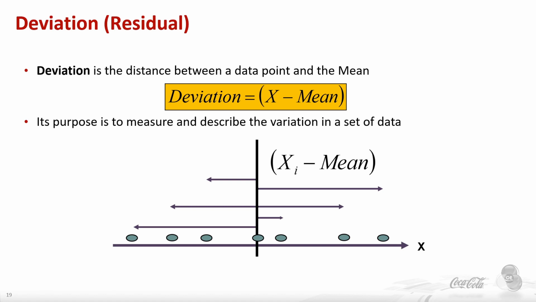Deviation is the distance between a data point and the mean value. For example, in the below graph you can see there are multiple data points and the mean is drawn as the line in the middle of the graph, whereas the data points are scattered at different locations in this graph. So deviation will be the distance between the location or the position of any data point and its mean value. This is called the deviation.